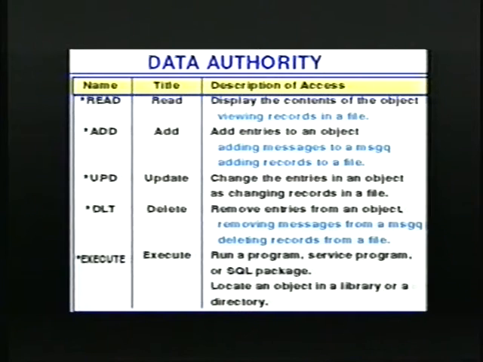This delete authority differs from the object level authority of object existence. Object existence authority allows you to delete the whole object. Delete authority simply allows you to remove individual records from the file. And the final authority is the authority of execute. This applies to programs, directories, and files. Execute authority is required in order to run a program or to be able to search through a library or a directory on the system.